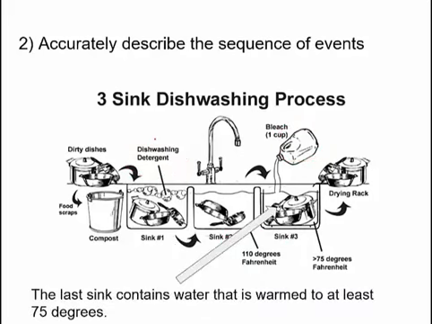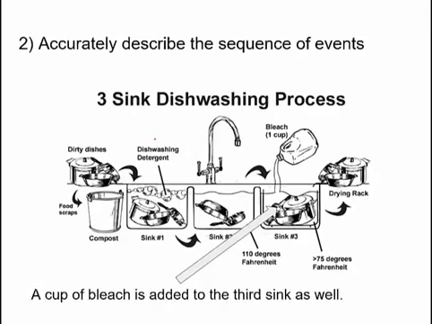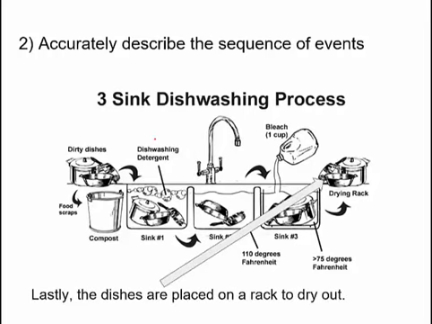Right? Moving on then, the last sink contains water that's warm to at least 75 degrees. A cup of bleach is added to the third sink as well. Okay, more passive voice, more different verbs for each description of what we see there. Lastly, then, the dishes are placed on a rack to dry out.